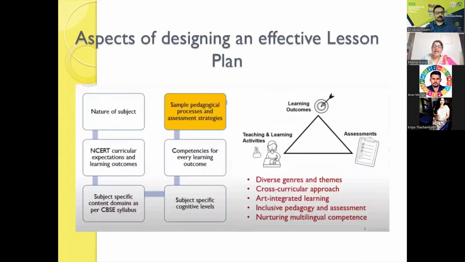Now, these are some of the aspects of designing an effective lesson plan. We talk about the nature of the subject first, whatever topic or subject that you teach. Then NCERT curricular expectations, because we know the learning objectives that we have been using for years. But now NEP 2020 says that the focus should be on learning outcomes. Can somebody write it down in the chat box and tell me what is the difference between learning objective and learning outcome?